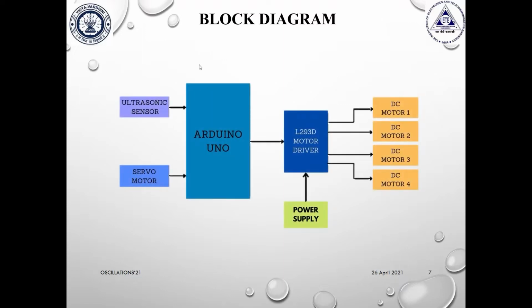As you can see, this is the block diagram of the obstacle avoidance car which we are going to make. First off, we have the Arduino UNO board, which is the heart of the system, and it will be doing all of the processing. Over here, the ultrasonic sensor and the servo motor will be acting as the input, which will be fed to the Arduino UNO board, and then all of this processing will be done by the Arduino UNO board. Once the processing is done, the L293D motor driver would be used in order to drive the four motors to make the movement of the car.